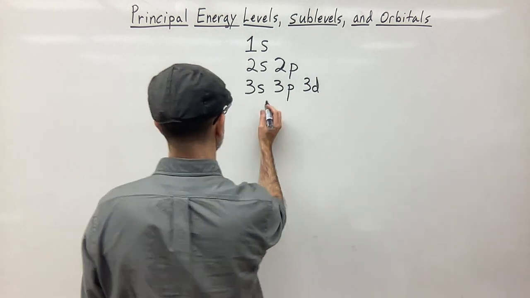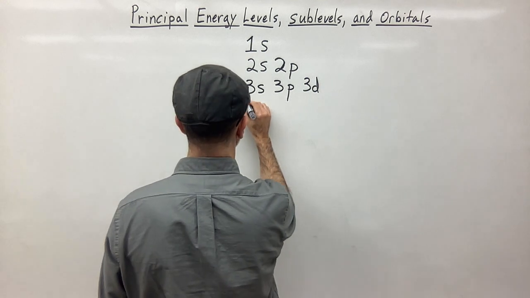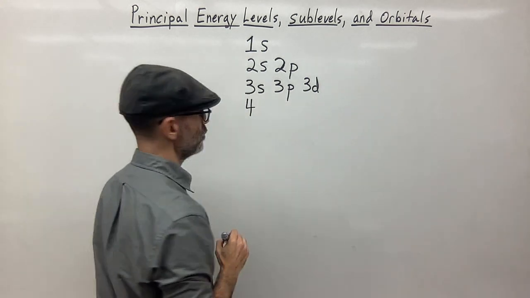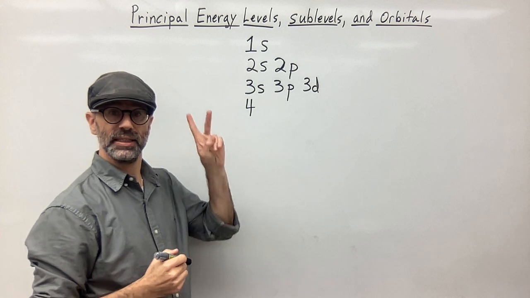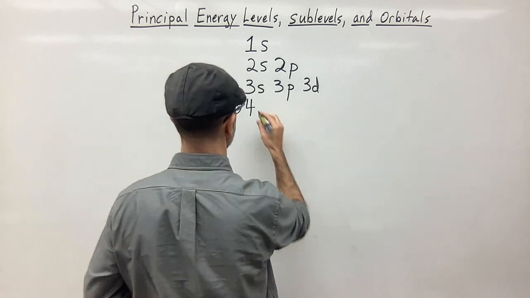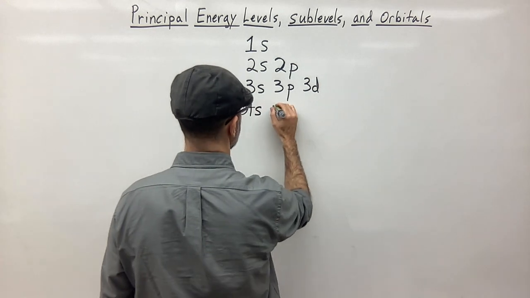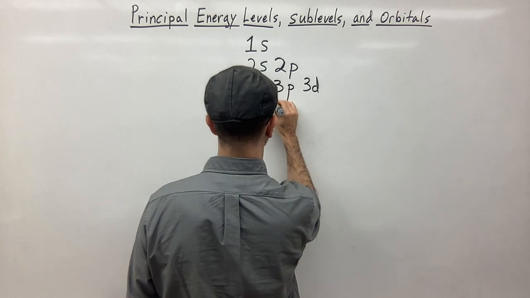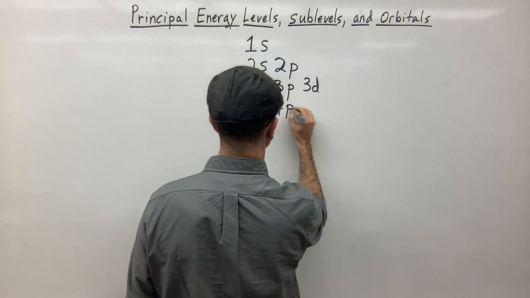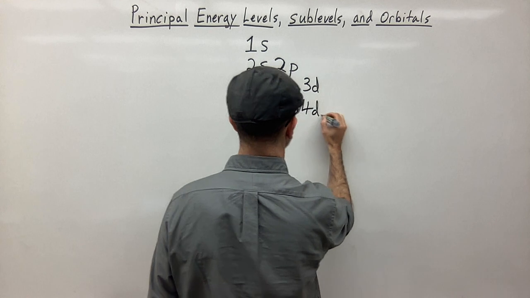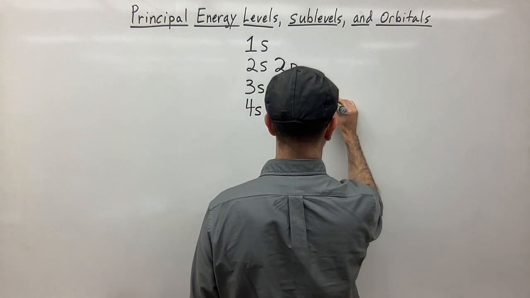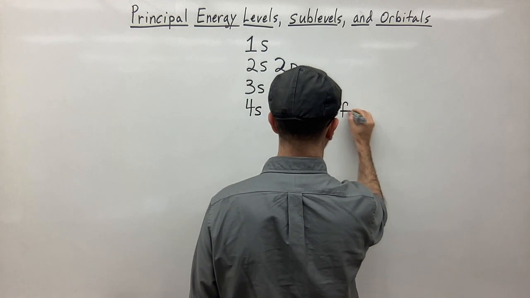So what about 4? So principal energy level number 4 has 4 sublevels, S, P, D, and F. So we'll write those. So 4S, and then make sure I line this up, 4P, and then 4D, and then we'll have 4F.